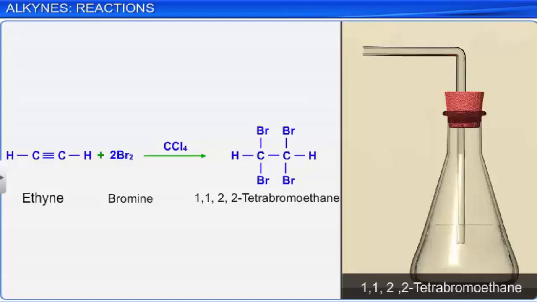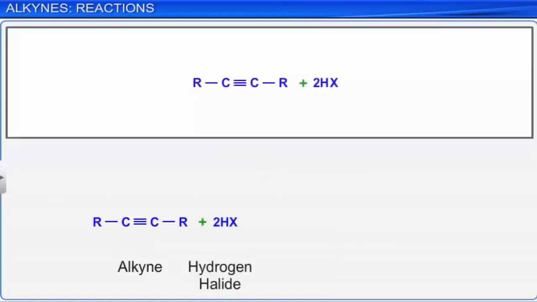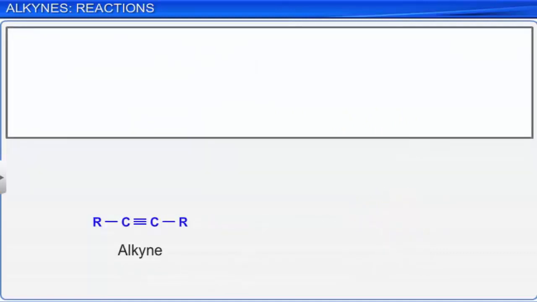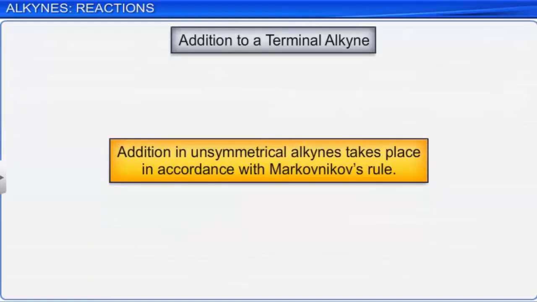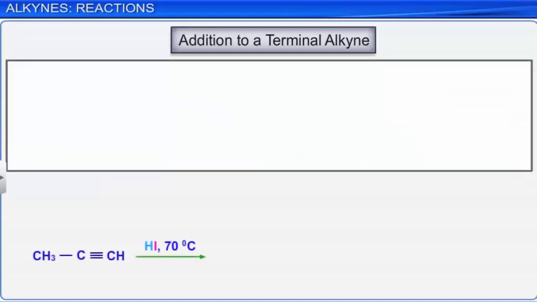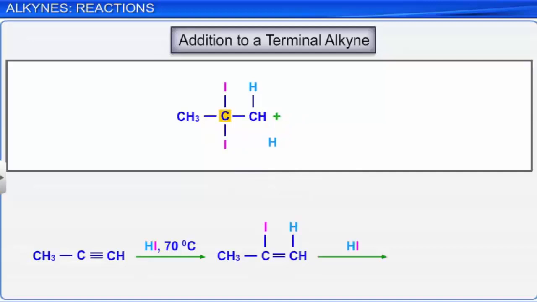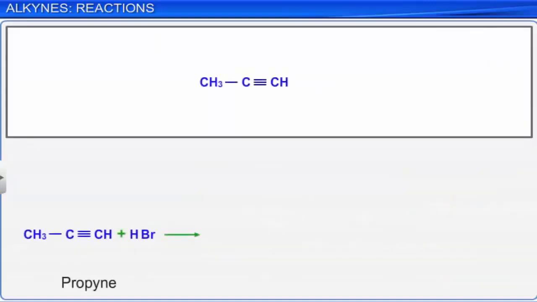An alkyne, when treated with 2 molecules of hydrogen halide, forms a gem dihalide. On the other hand, when treated with 1 molecule of hydrogen halide, it forms an alkenyl halide. Addition in unsymmetrical alkynes takes place in accordance with Markovnikov's rule. This rule says that in an electrophilic addition reaction, the negative part of an addendum attaches itself to the unsaturated carbon atom of the molecule having a lesser number of hydrogen atoms. For example, propyne reacts with 2 molecules of hydrogen bromide and forms 2,2-dibromopropane in accordance with Markovnikov's rule, as shown here.